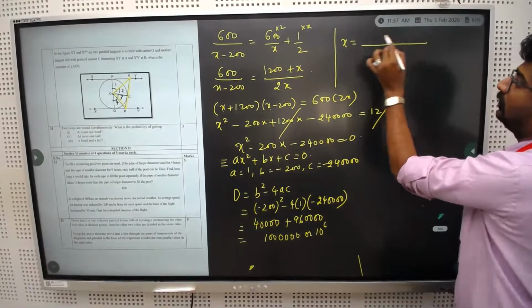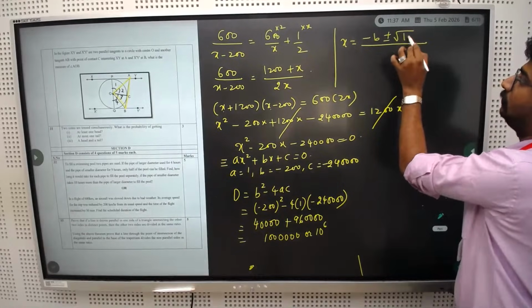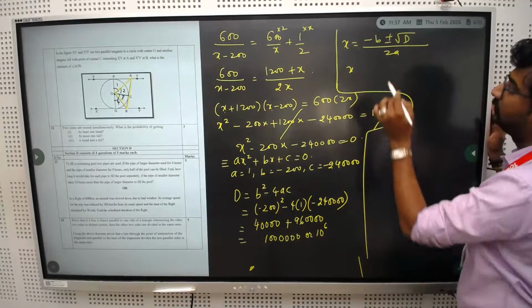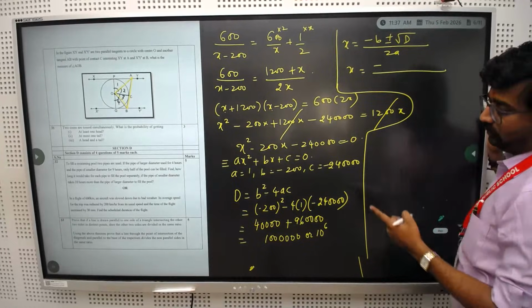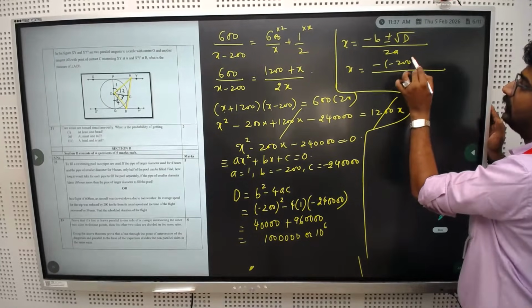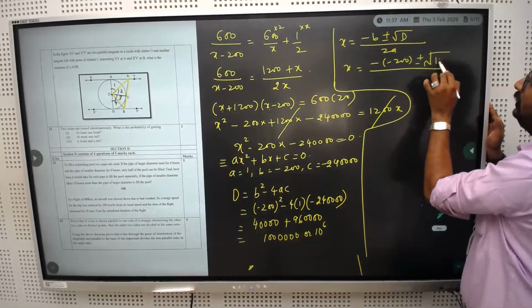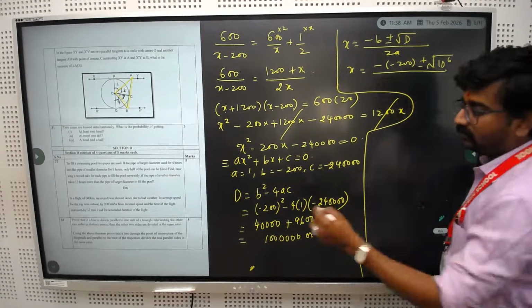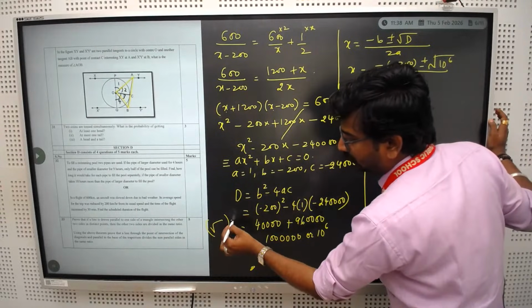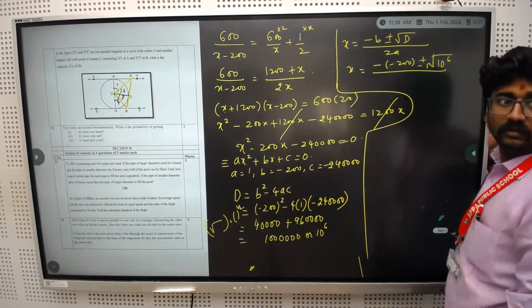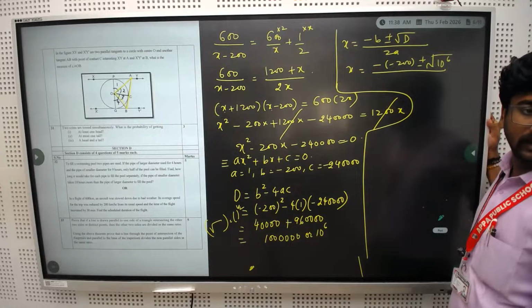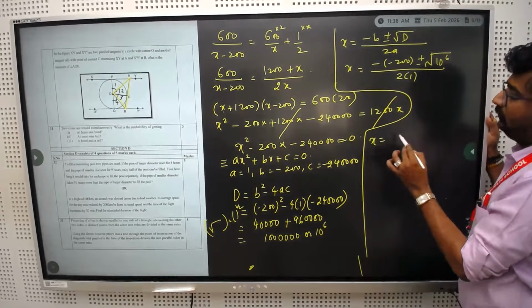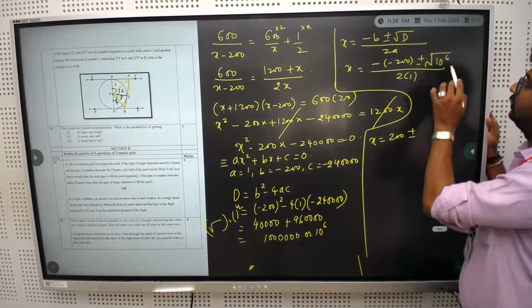x equal to minus b plus or minus root d by 2a. x is equal to minus, what is the b value? Again minus 200, plus or minus 10 to the power 6, which will be reduced to half. Why, sir? We have a formula: root can be written as to the power 1 by 2, divided by 2 into 1. So x will be 200 plus or minus 10 to the power 6.